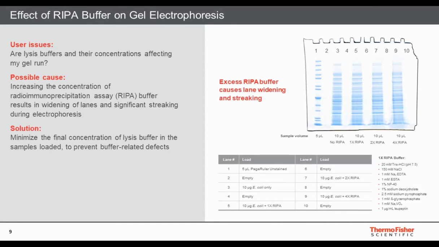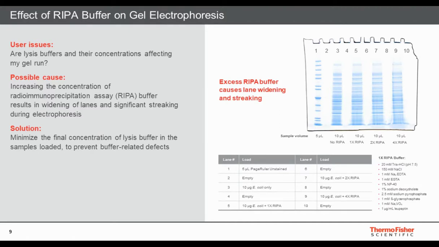Now, RIPA, or radioimmunoprecipitation assay buffer, is a common lysis buffer. The recipe for RIPA buffer used in this particular experiment is provided in the bottom right corner. The RIPA buffer has salts, detergents, and reducing agents, which can all affect the quality of the gel run if the final concentration of the buffer increases for any reason.